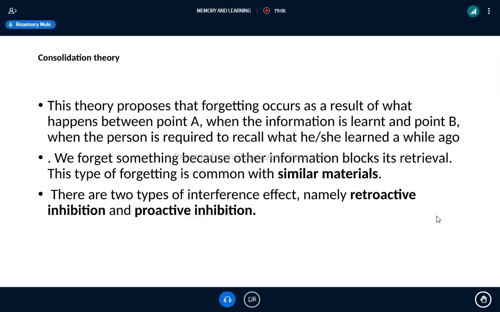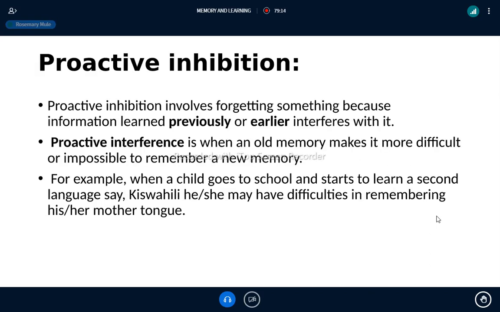What is this inhibition? To inhibit means to interfere or block. Proactive inhibition involves forgetting something because information learned previously or earlier interferes with it. That is why, when the accident occurred, somebody cannot remember what they had seen earlier, because they can only remember the bang they heard when maybe there was a collision and so on.